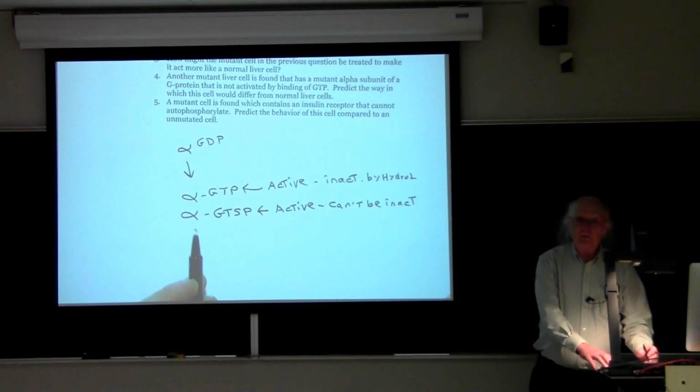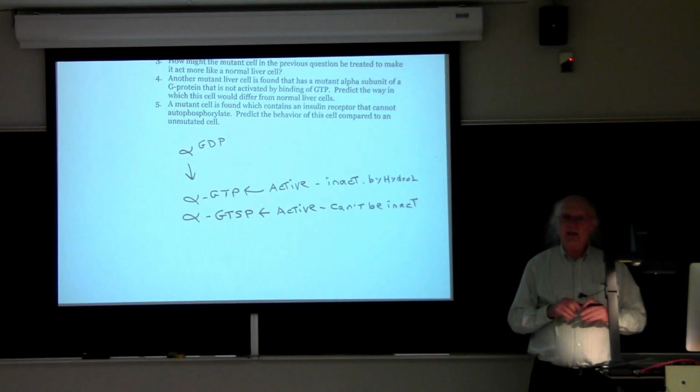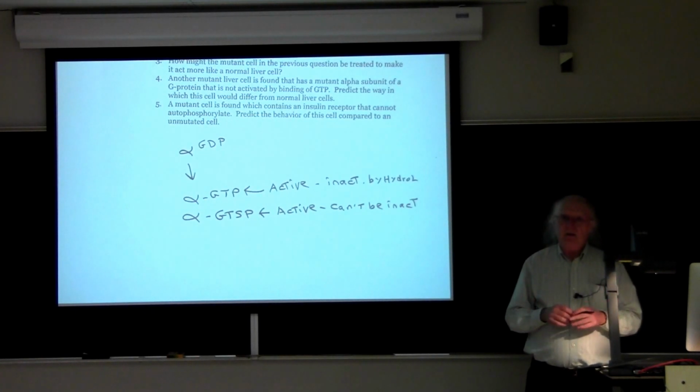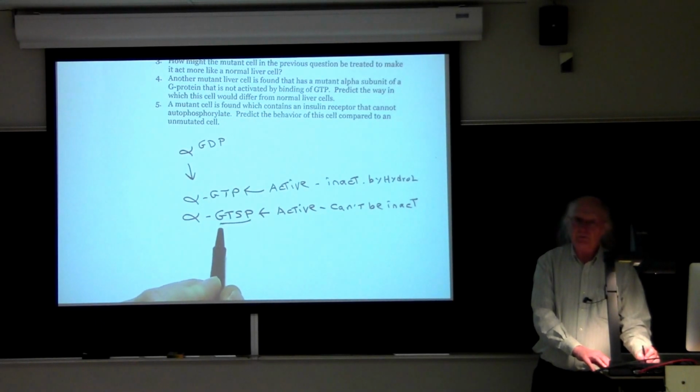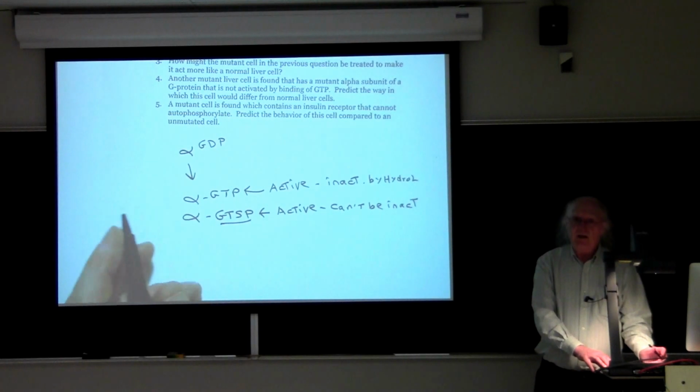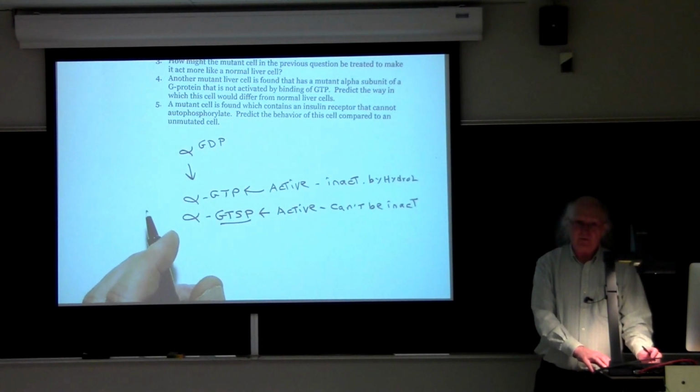Well, since the alpha subunit plays a role in the kinase cascade, and the end product of the kinase cascade is to activate the breakdown of glycogen, cells that were treated with this compound would therefore break down all of their glycogen and would have no stores left available to them.